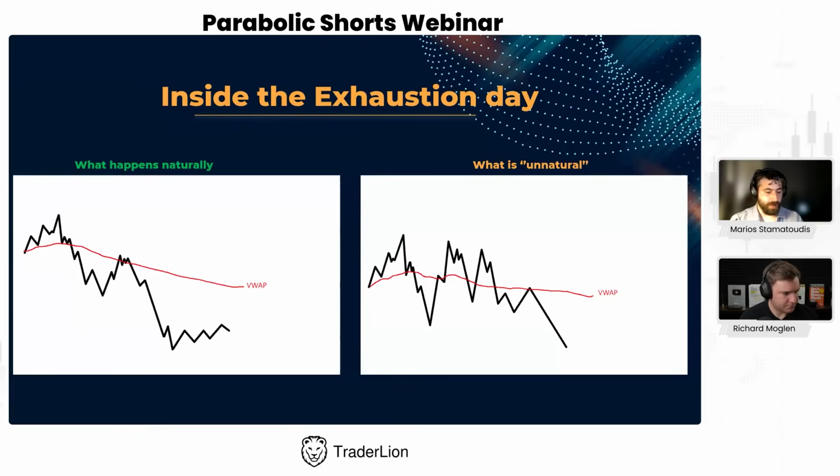Something important here, because I saw a question: I use VWAP intraday, not from pre-market. The intraday VWAP. I have pre-market data closed.